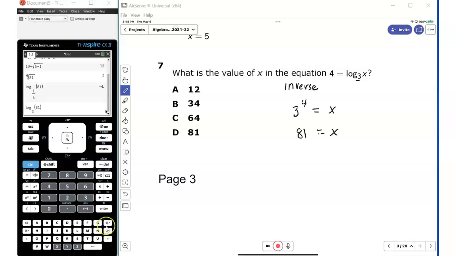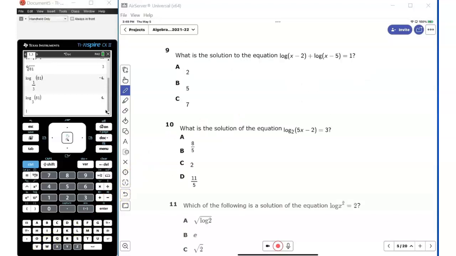Okay, you can see that. I'm going to go ahead and press enter. And you notice it does match our answer. So we did do it correctly.